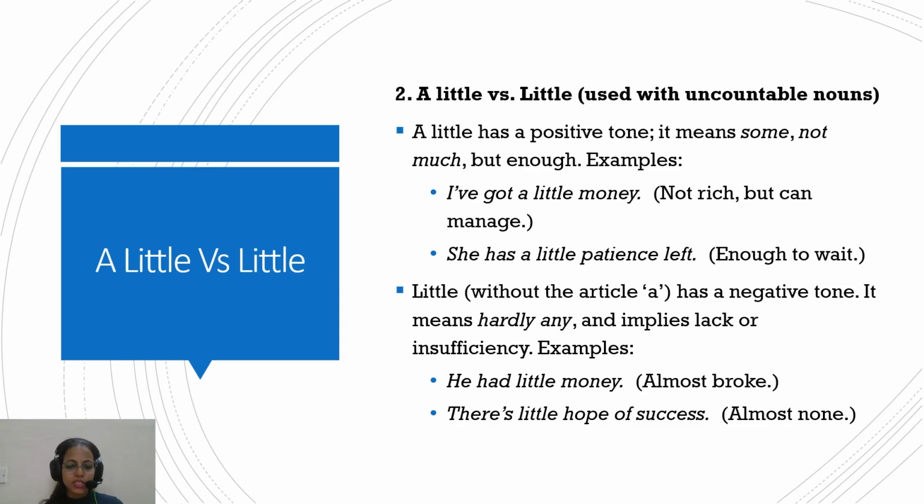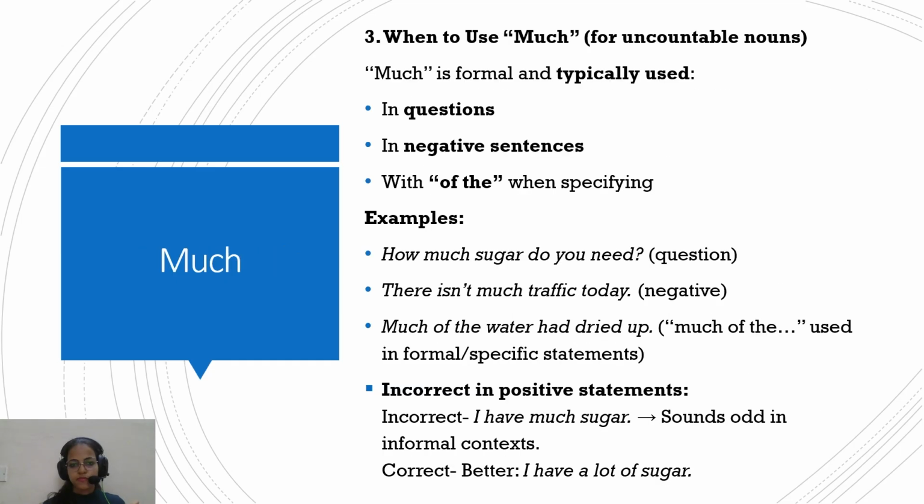So he had little money. That means he didn't have much and his situation is very difficult. He's almost broke. There's little hope of success. So it's again saying almost no hope. It's near to impossible for this person to succeed. So a little, when they are in a couple, they are happy, so positive tone. When they are alone, they are disappointed, so negative tone. A little, a few, positive; little, few, negative.